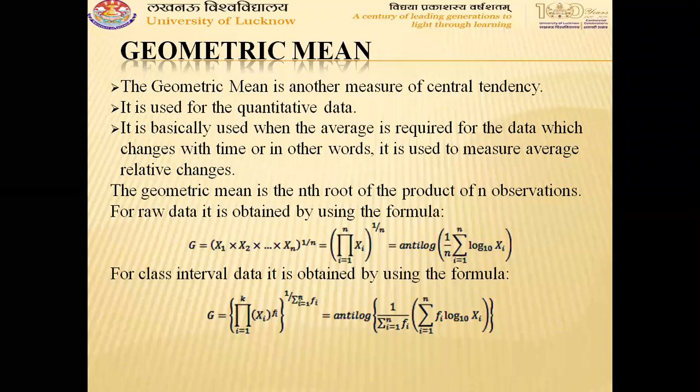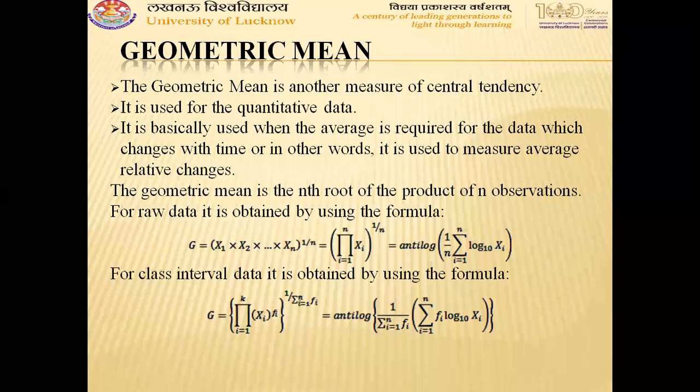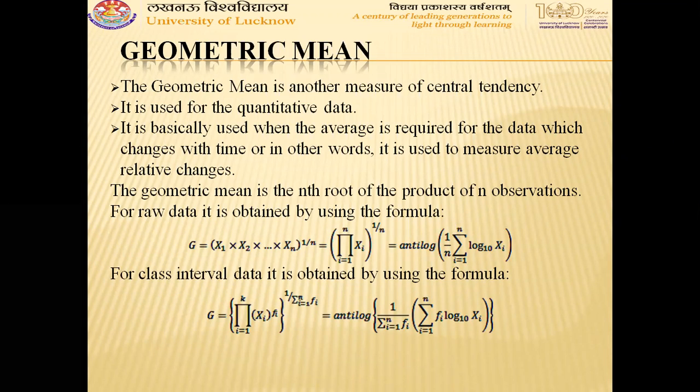For class interval data, the formula of geometric mean can be written as G equals the product from i equals 1 to k of xi to the power fi, whole to the power 1 upon summation fi. Here the product goes from 1 to k, so the summation will also go from 1 to k. By mistake it is written as 1 to n, so both terms will go 1 to n, or you can say 1 to k.